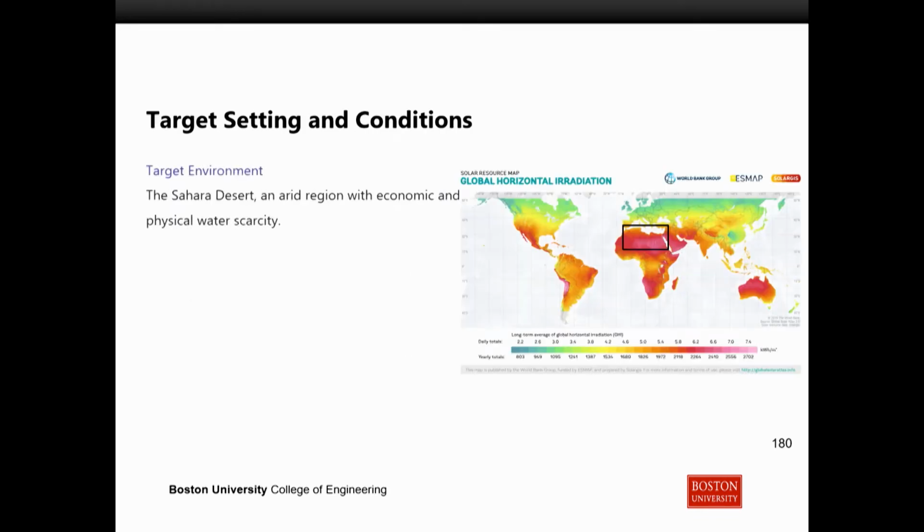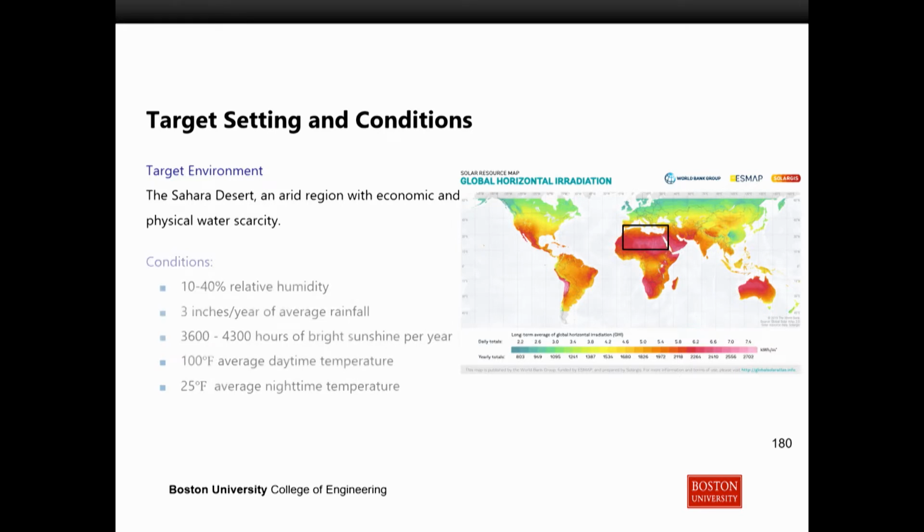And so the first question is, what is that target environment that we're building this system for? And that environment is for the Sahara Desert right now, which is an arid region with economic and physical water scarcity. What's really important to keep in mind is that our system, although it's built for these specific requirements, can actually work in other settings. The performance will just change a little bit. So when we look at the Sahara Desert, we can expect low humidities, we can expect low average rainfall, as well as very high amounts of sunshine. And so this is really critical for what energy sources we use later in the system.